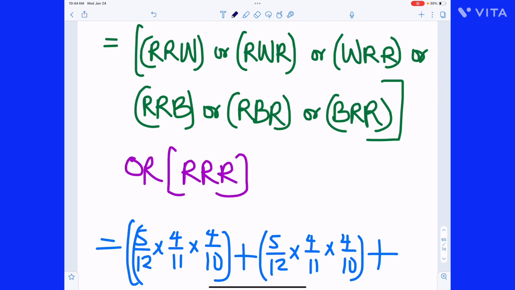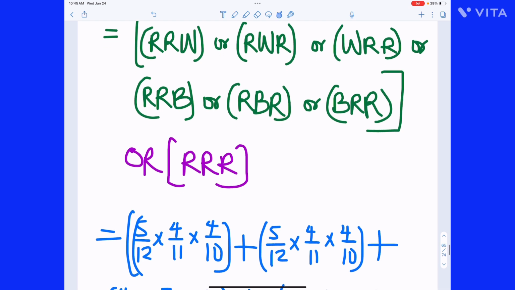The white is in the middle. So red first, 5/12. White next, 4/11. There are 4 whites, and now there will be 11 balls if the first one was not replaced. Then red last. You have picked one of the reds, so it will reduce to 4. And now you have picked 2 balls. You have 10 left, 4/10.